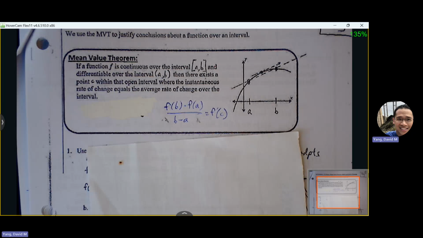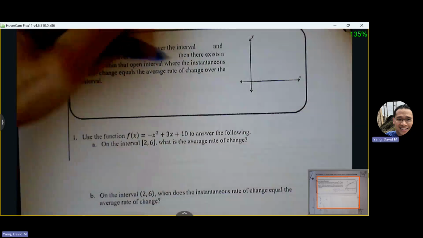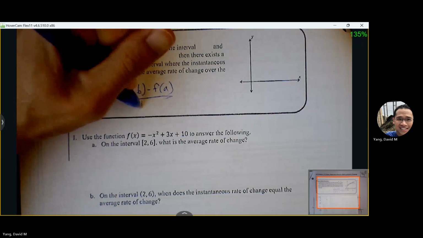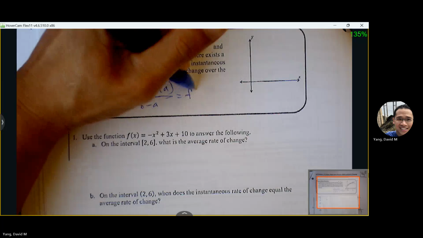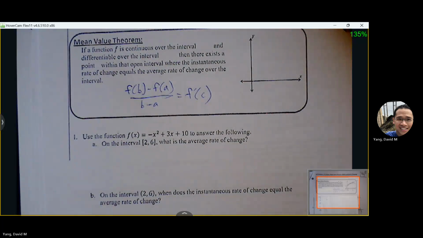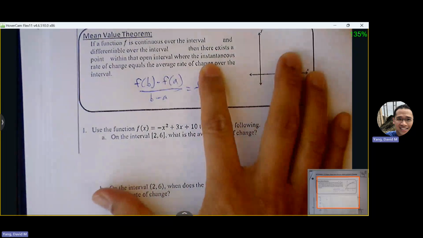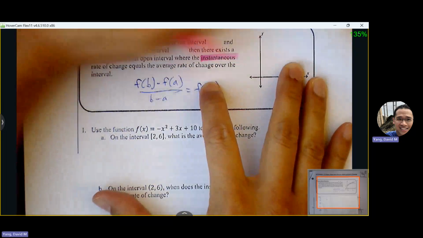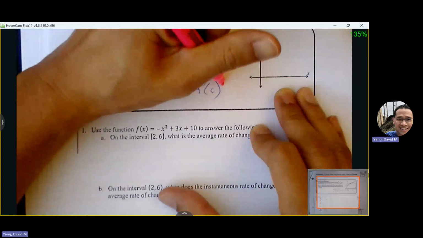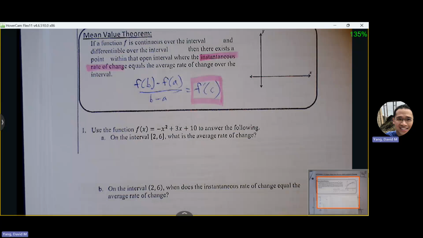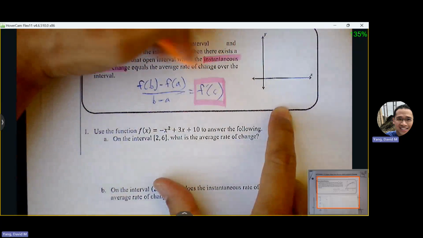All right, so let's look at number 1. And also, I want to highlight these specific words because on AP exam, they do reference these types of words here. So when it says instantaneous rate of change, this refers to the calculus portion of the problem. That's the exact steepness, okay? And the average rate of change is the algebra portion, is the slope between the endpoints.